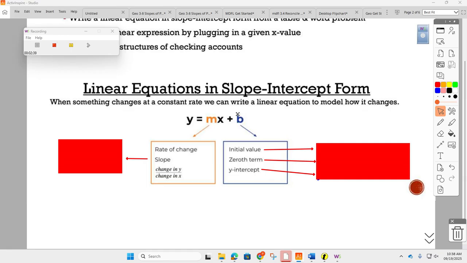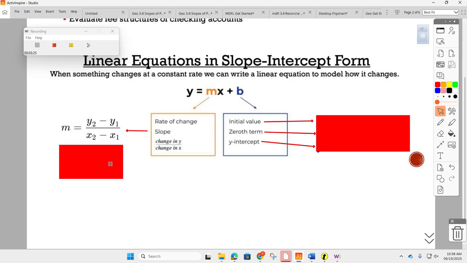The m represents, in a real-world situation, a more appropriate term for that would be the rate of change. The slope, the change in y over the change in x, but if we want to refer to it, we would call it the rate of change. This is the formula. M stands for slope or rate of change. So this y2 minus y1 divided by x2 minus x1, you can always use that.